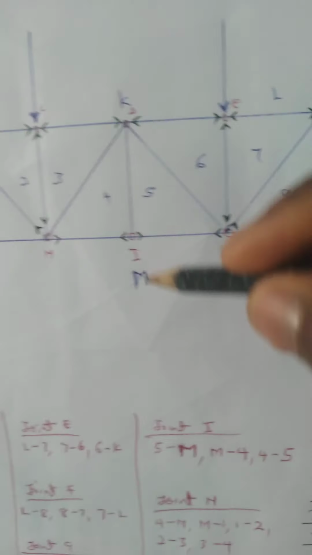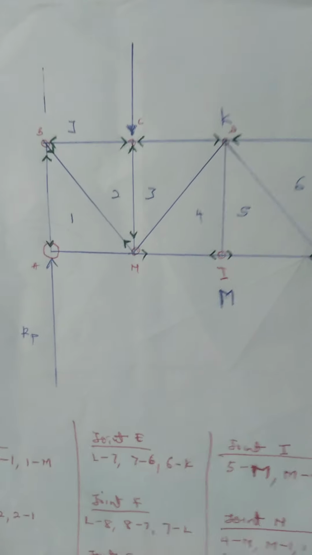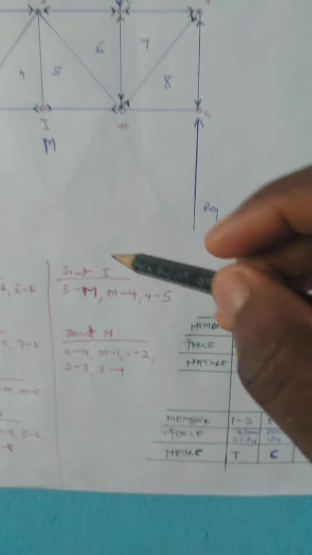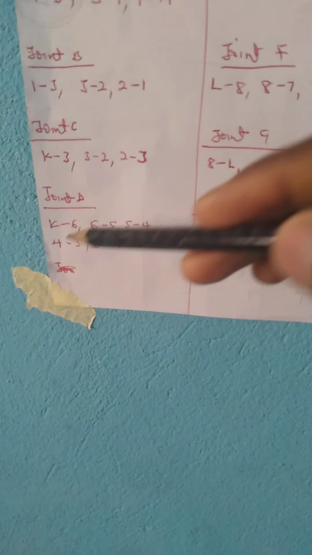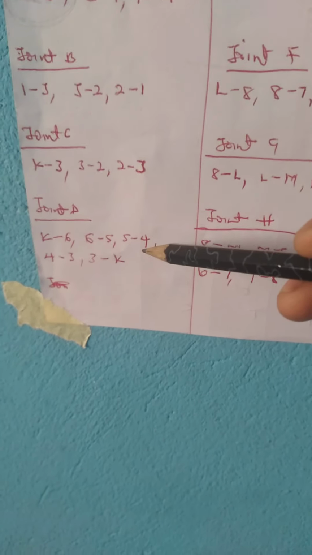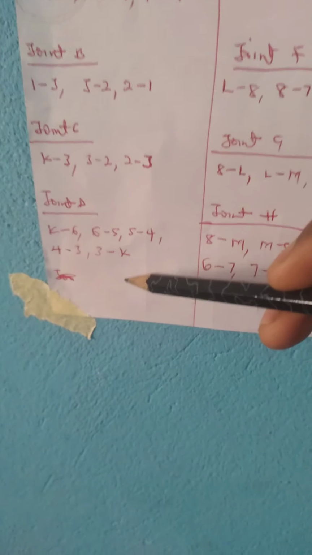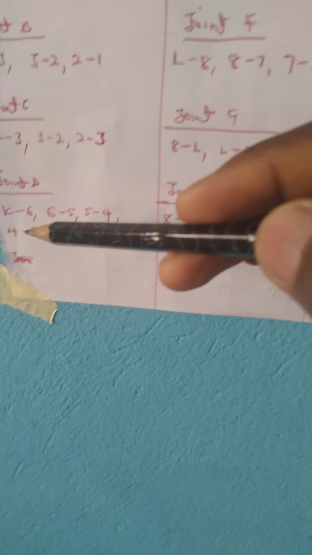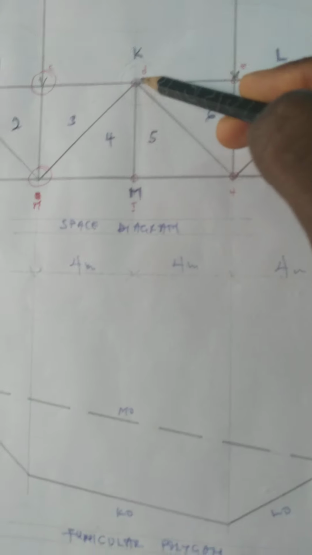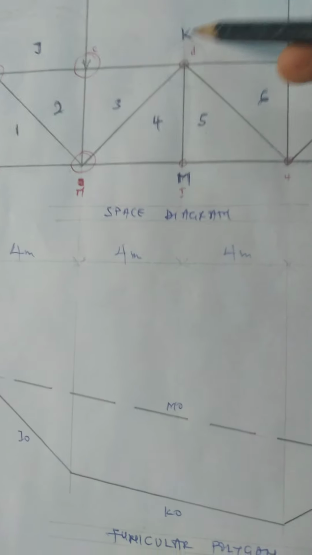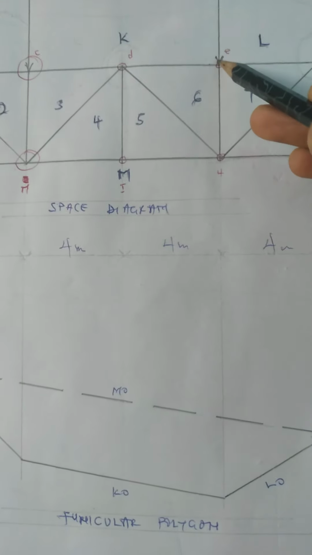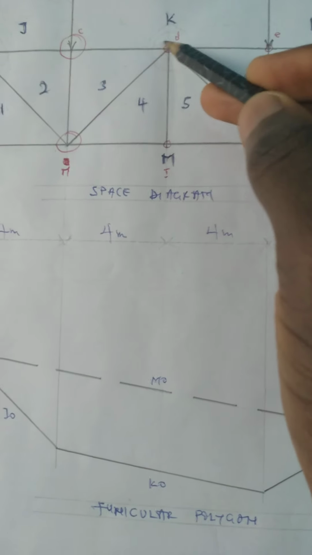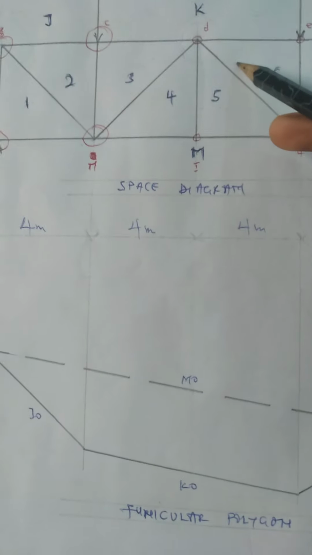Let me do the last joint and we move on, or you do the rest because we'll be following a similar fashion for all the joints. The last joint I want to touch on before you continue with the rest is joint D. At joint D, you have K6, 6, 5, 5, 4, 4, 3, and 3K. The first member is K6 at joint D. K and 6, this member. Do not consider this junction. We are at joint D rather, and we are considering K6.